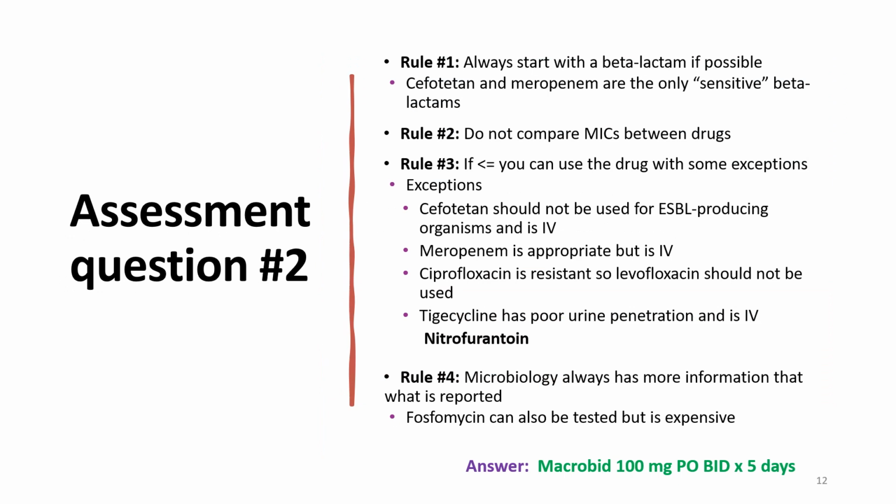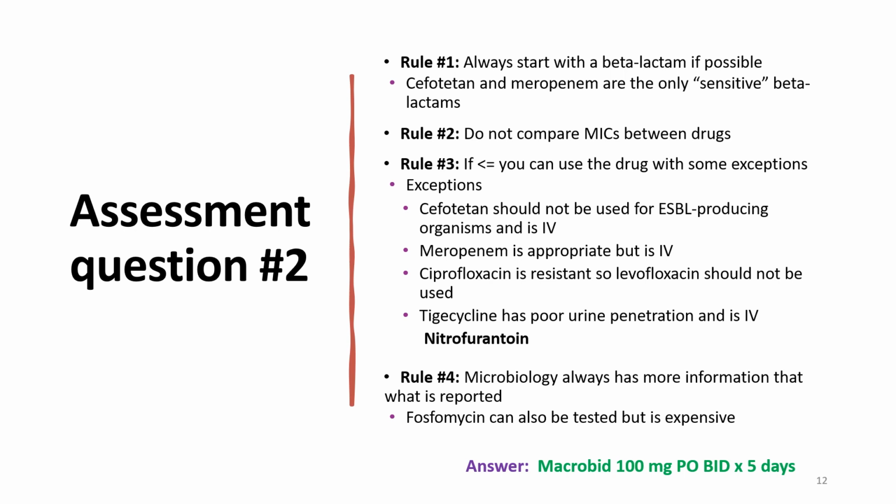Now let us apply the rules. Always start with a beta-lactam antibiotic. So we will consider cefazolin and meropenem. But these are IV drugs, and also it is an ESBL producer, so cefazolin should not be used for an ESBL producing organism. Also meropenem is appropriate, but it is IV. So we will move to the next group of antibiotics such as quinolones.